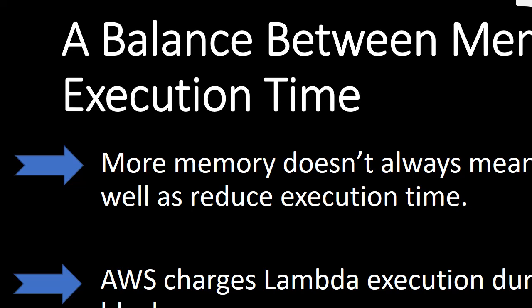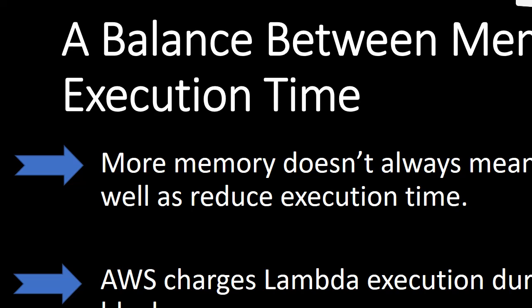The second thing which you need to know is that AWS charges you the execution duration in 100 millisecond blocks. How does it matter? Let's take a simple example. If you're running an application with 128 MB memory and its execution time is 110 milliseconds, then it will charge you for 200 milliseconds, which is the nearest rounded millisecond block for which it can charge you.